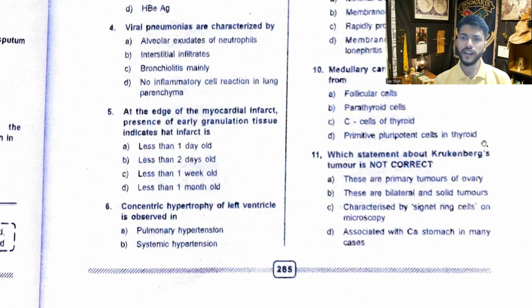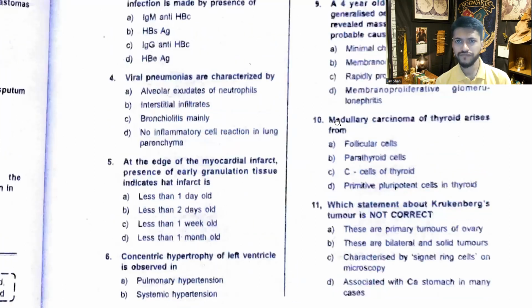Medullary carcinoma thyroid is, now see, all carcinomas of thyroid arise from your follicular cells or cuboidal cells, but parafollicular cells or C cells are responsible for medullary carcinoma thyroid. It's a neuroendocrine tumor. Answer is C cells of thyroid.